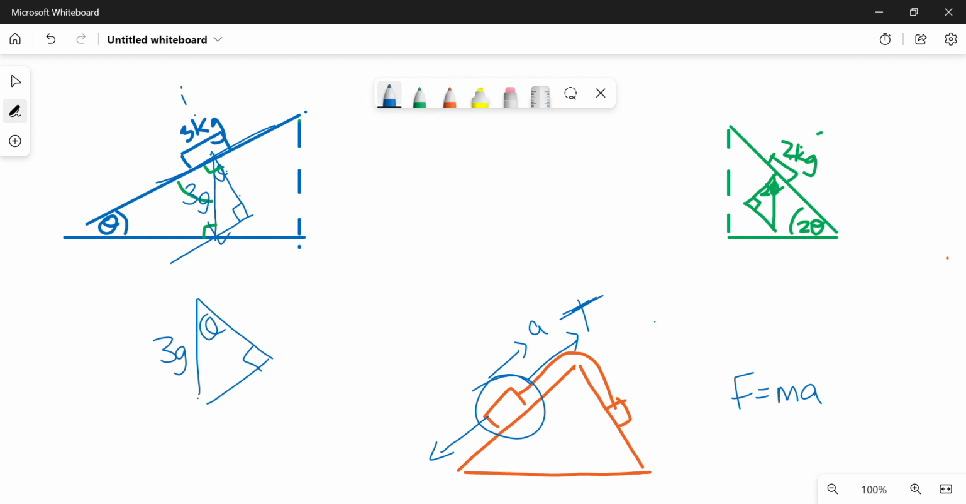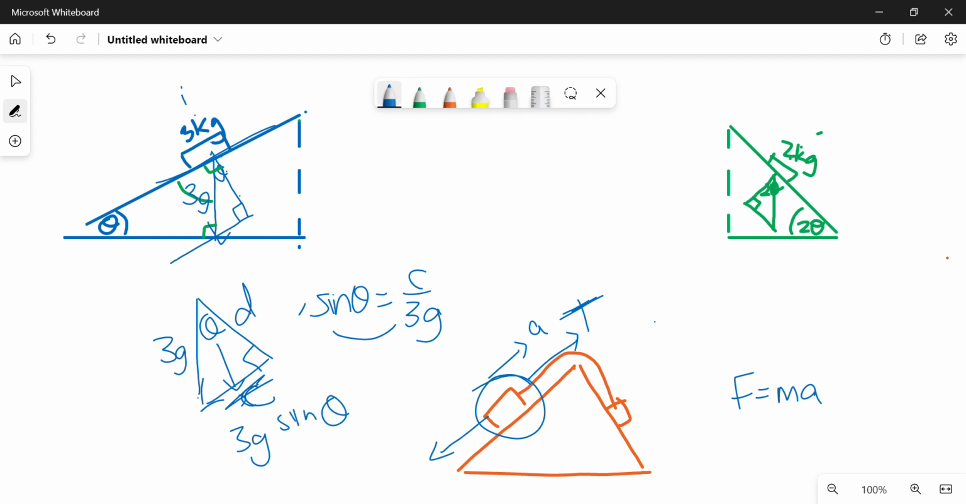So if you just use trig on that diagram, let's call it c and d. For example, if I do sine theta, I'm going to get c, so opposite over hypotenuse. So that c is going to be 3g sine theta. And then you could do the same with d, and you'd get 3g cos theta.